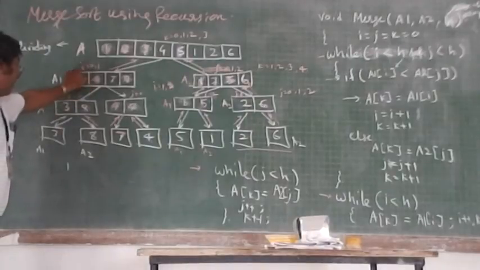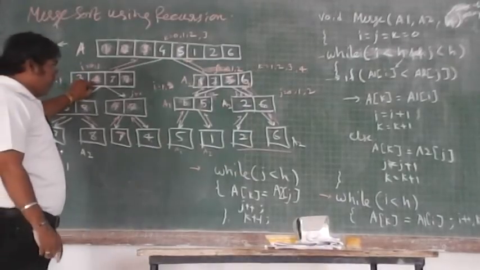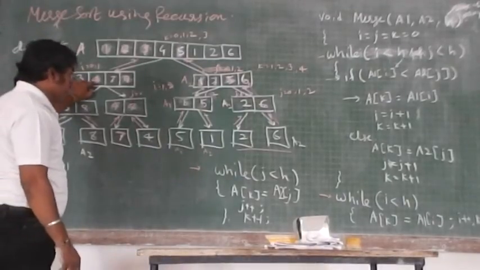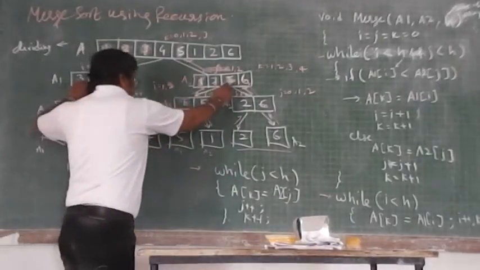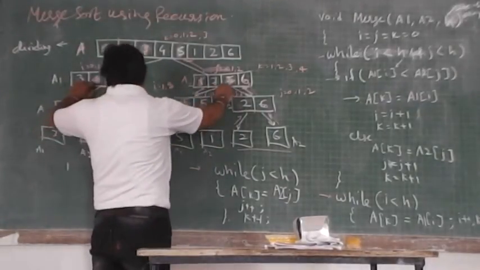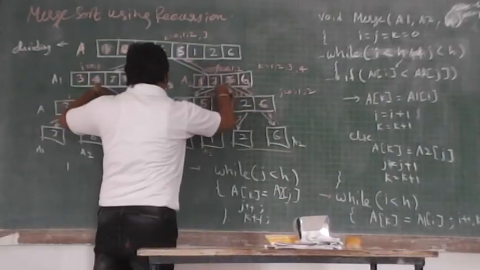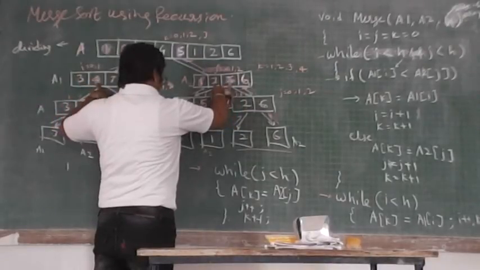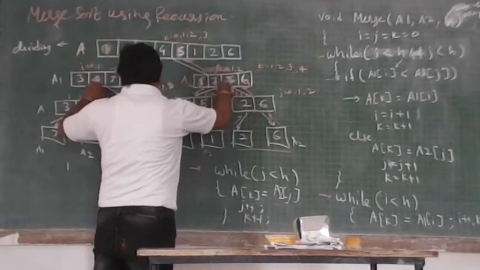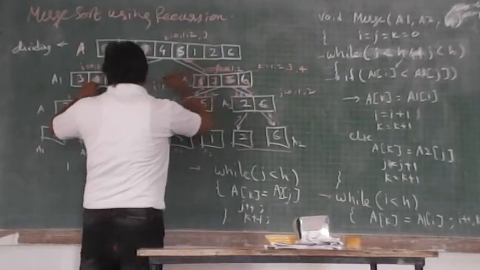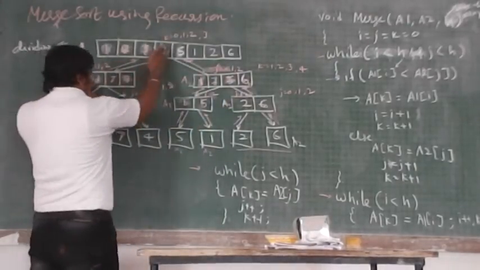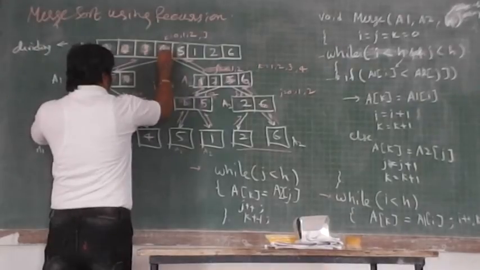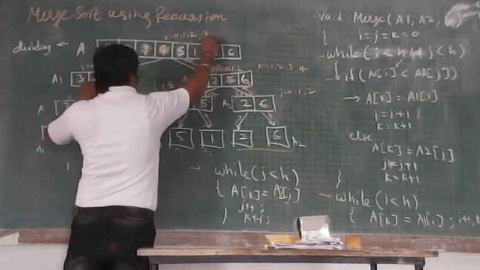So this element I1 means this. This I compare with who? 2 means this is the element. 4 I compare with 5. 4 is the less. In that case, I increment. 4 goes here and K gets incremented.